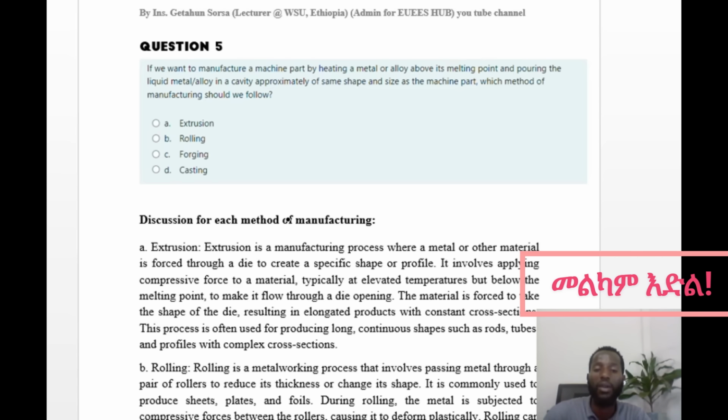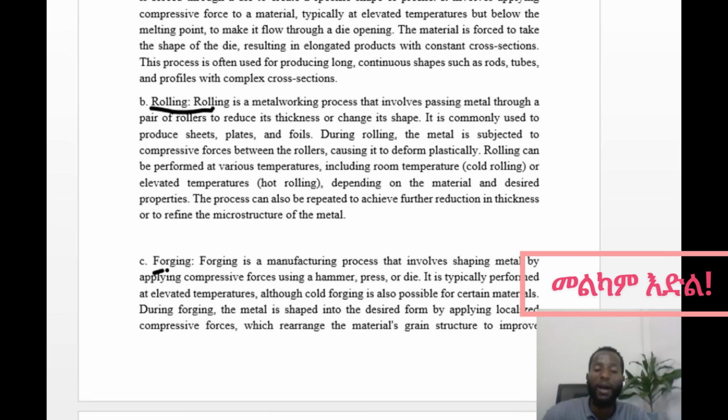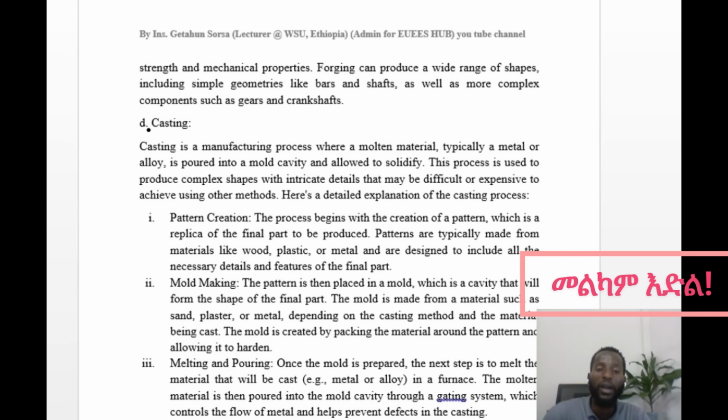Therefore, ይሄን ያው እያንዳንዱን ዲስከስ አድርጌያለሁ። ቪዲዮን እያቆማችሁ ከዚህ ማየት ትችላላችሁ። ዲ ላይ ያለውን አንሰሩ ካስቲንግ ይሆናል። ስለዚህ casting is a manufacturing process where a molten material, typically a metal or alloy, is poured into a mold cavity and allowed to solidify, and this process is used to produce complex shape with intricate detail that may be difficult or expensive to achieve using other methods.